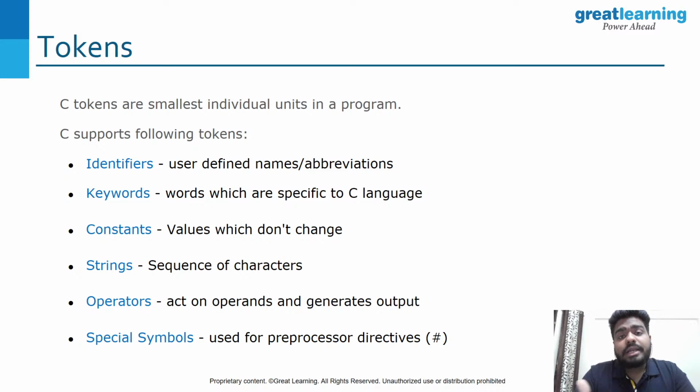Special symbols, like in the preprocessor directive, we use hashtag. That is one preprocessor, one special symbol. If you do not use the hashtag, then the C compiler will not be able to understand what you're trying to say. So you have to put the hashtag.